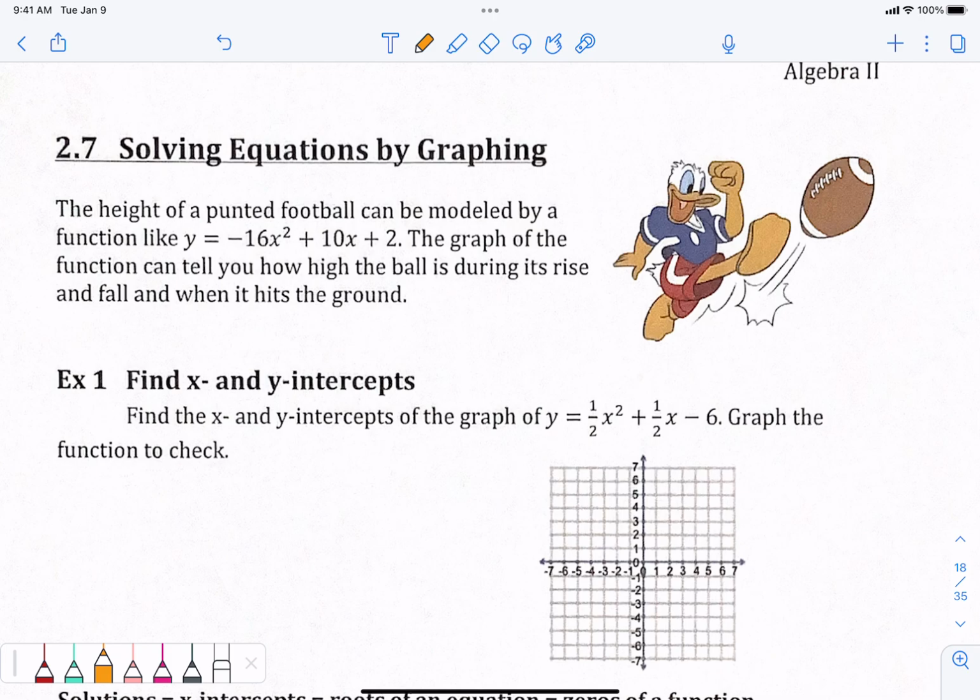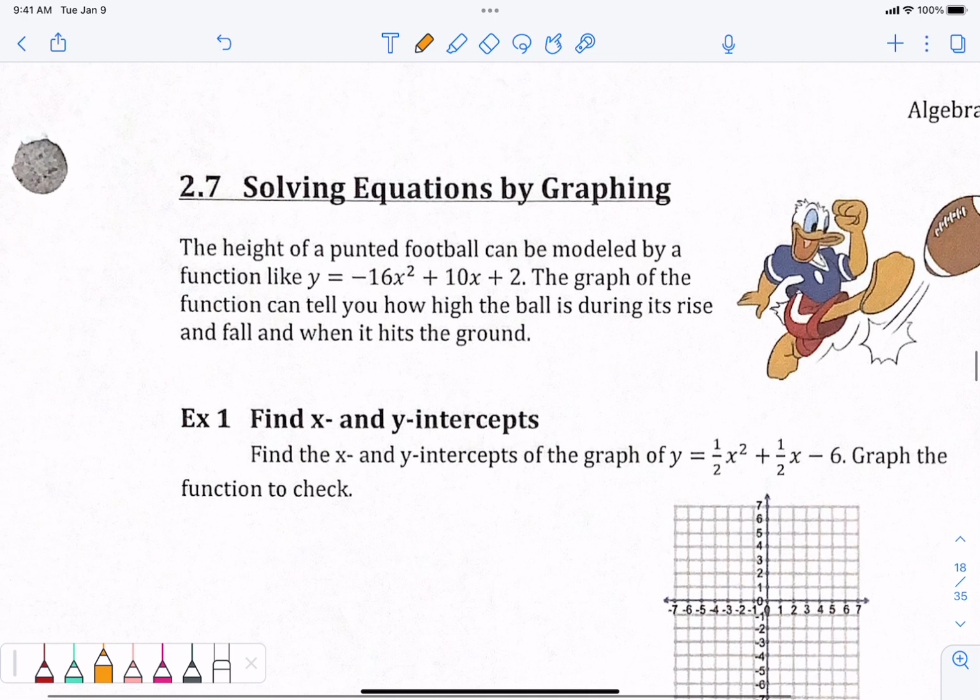There's only one really tricky part to this example, or to these notes, and it's example 1. After that, it gets a little bit easier. 2-7 is solving equations. I'm going to talk about this first example. You've got to listen. I want to talk about this first example, and then we're going to graph it below, okay?